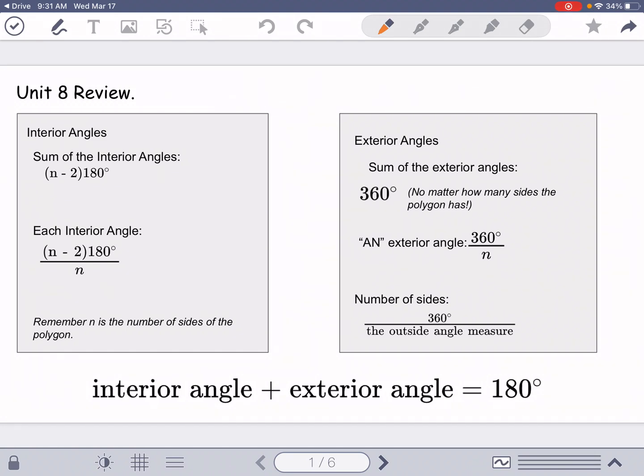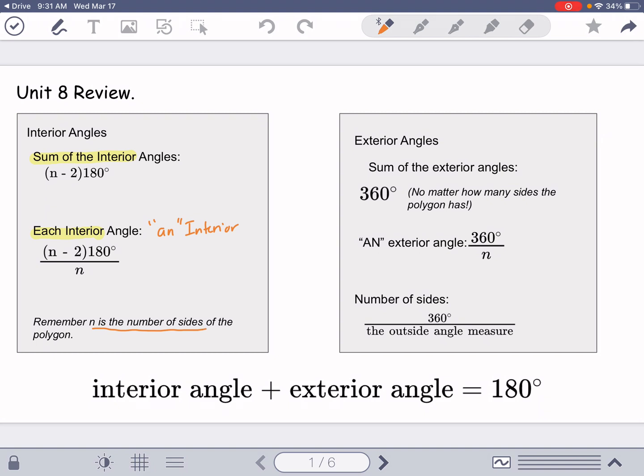Okay, so this is your Unit 8 review. Here are the formulas that you're going to need to know. Remember that the key words that you're looking for in your problems are sum of the interior angles. So you're going to use the formula n minus 2 times 180. If the problem is looking for each interior angle, or if you see the word an interior angle, then you're going to say n minus 2 times 180, and then you're going to divide it by n. Remember, n is the number of sides of the polygon.